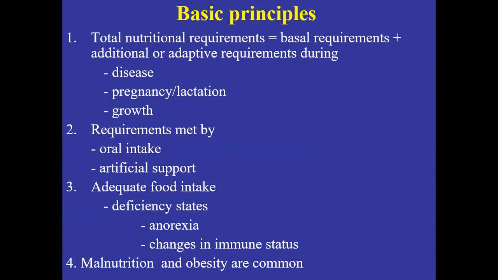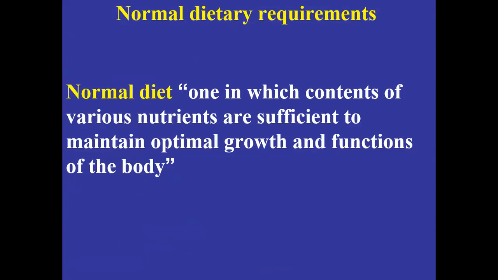Adequate food intake, otherwise there will be a deficiency state, anorexia, and change in the immune status, and malnutrition including undernutrition and obesity are common. Let's move to normal dietary requirement. This is defined as one in which contents of various nutrients are sufficient to maintain optimal growth and function of the body.